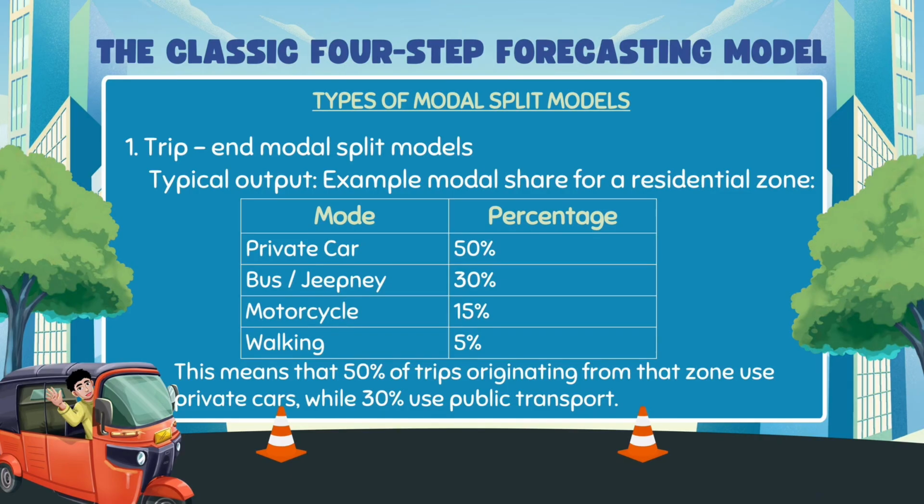So a typical output example is the model share for a residential zone. We can see here the table has 2 columns. The first column is the mode and the second column is the percentage. The private car is 50%, the bus or jeepney is 30%, the motorcycle is 15%, and walking is 5%. So this means that 50% of trips originating from that zone use private cars, while 30% use public transportation.